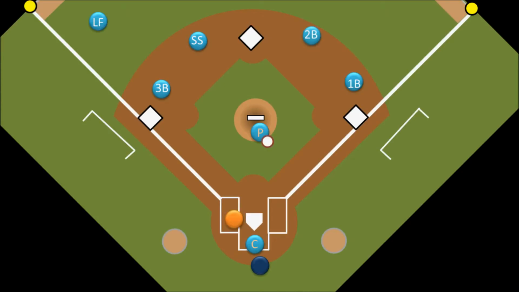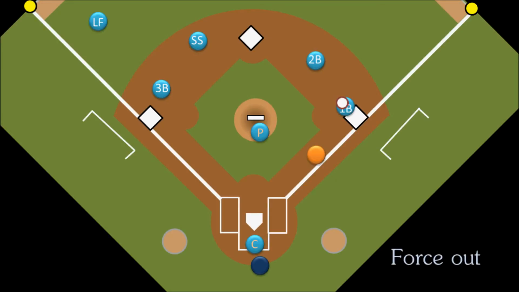This means that instead of touching the batter with the ball, the defense can instead touch the base that he is running to. For example, our batter grounds the ball to our second baseman, and he runs toward first base. At this point, the first baseman will run over to first base and put his foot on first base. The second baseman will then throw the ball to the first baseman.